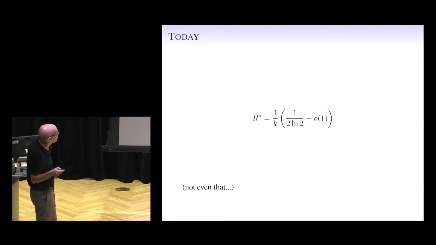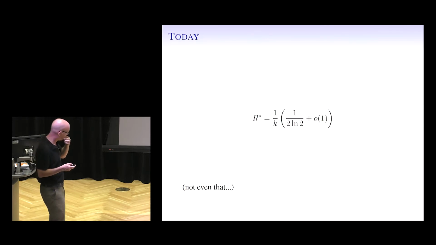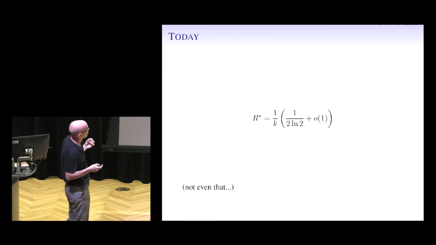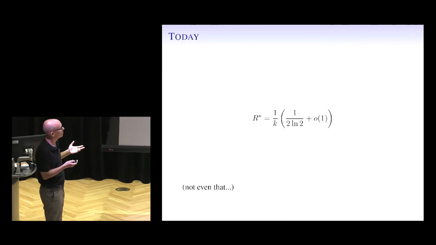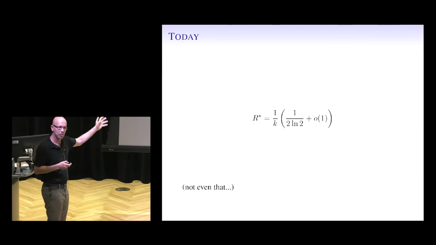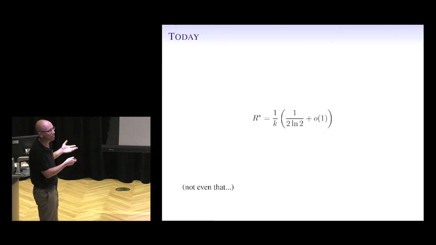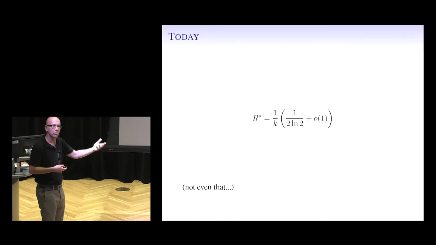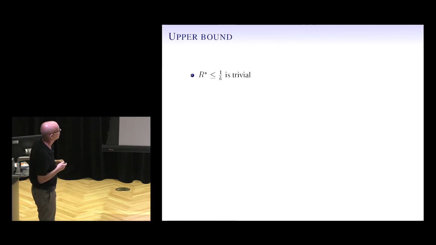All right, so today I'm just going to discuss the issue of global min-max risk to show you that it's 1 over k times 1 over 2 ln 2. This is actually the central thing. So I'm going to show you the 1 over k behavior, and I'm going to show you that 1 over 2 ln 2 is an upper bound. I'm not going to show you it's a lower bound. I'm just going to convince you that it works.